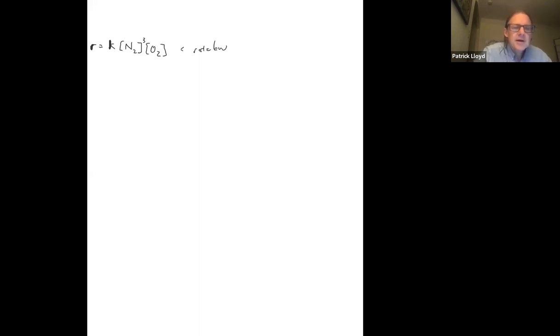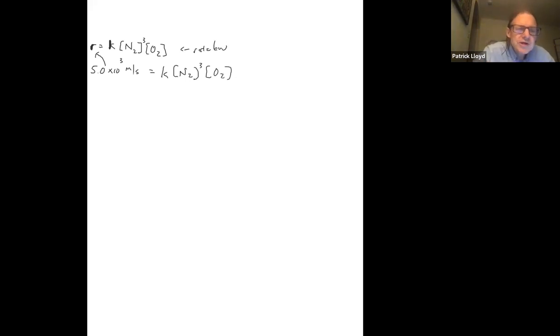Okay. Now, what are we told? We're told the initial rate is 5.0 times 10 to the 3 molarity per second. So this is the initial rate. So that's telling us what R is. And that's going to be equal to K times N2 to the third times O2 to the first power.